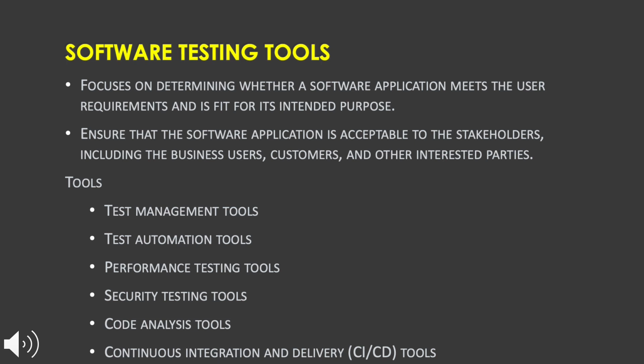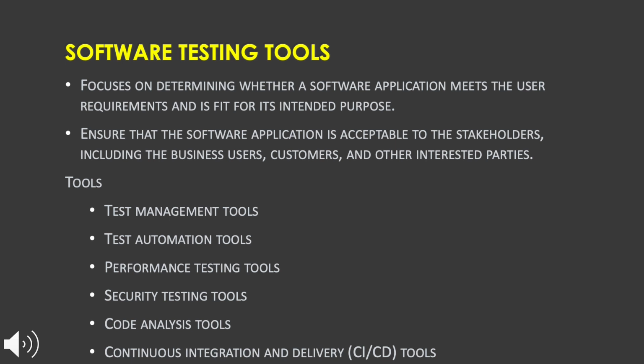Test management tools. These tools are used to manage and organize the testing process, including planning, executing, and tracking tests. Examples include Jira, HP ALM, and TestRail. Test automation tools. These tools are used to automate the testing process, including the creation, execution, and maintenance of automated tests. Examples include Selenium, Appium, and TestComplete.